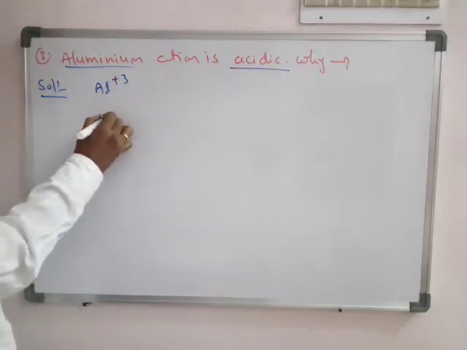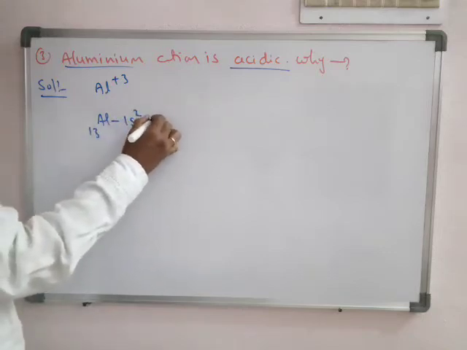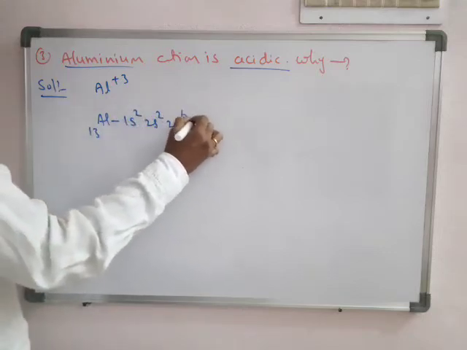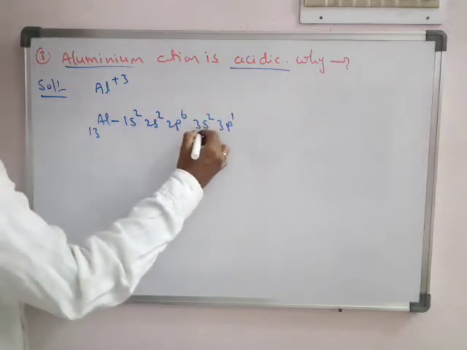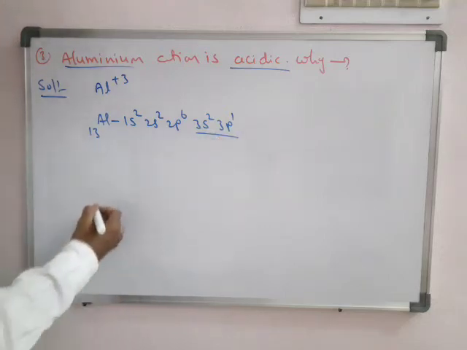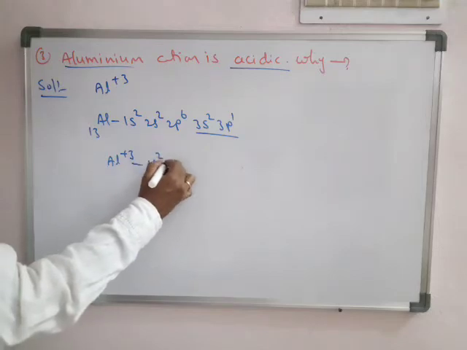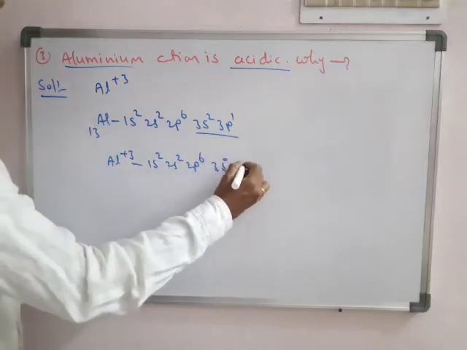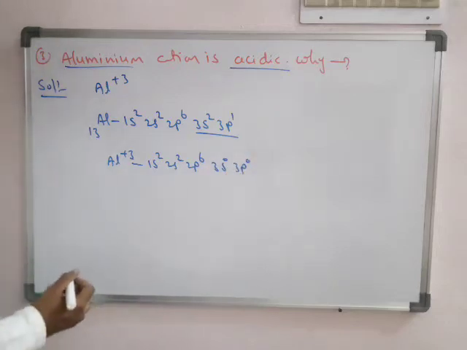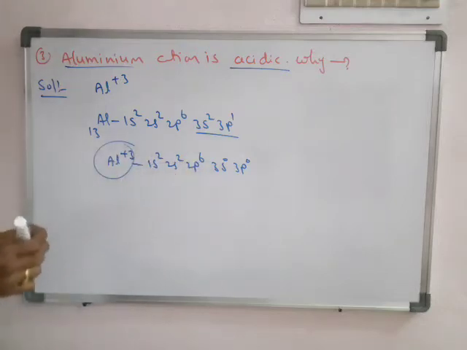Al plus 3. What is the general electronic configuration of aluminium? It ends in 3s2 3p1. So by losing these 3 electrons, it becomes Al plus 3. What is the configuration then? 1s2, 2s2, 2p6, and 3s0 and 3p also 0. So Al plus 3 has vacant orbitals.